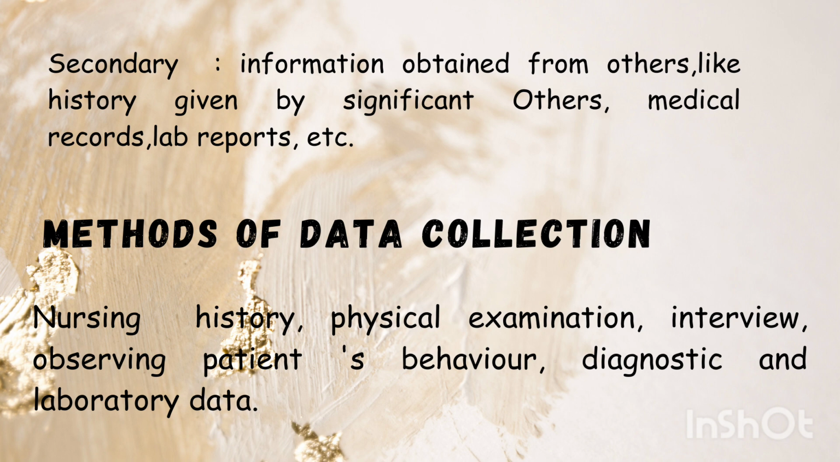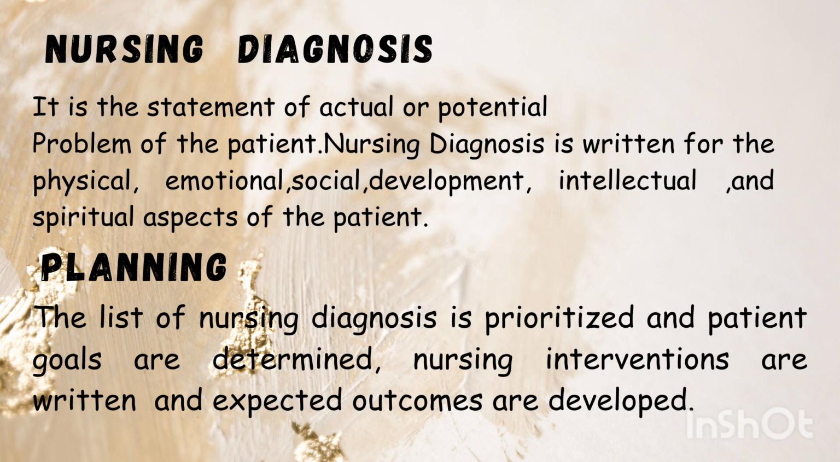So the next is nursing diagnosis. It is a statement of an actual or potential problem of the patient. Nursing diagnosis is written for the physical, emotional, social, developmental, intellectual and spiritual aspects of the patient. So in this, what is actual diagnosis and what is potential diagnosis? Actual diagnosis is also known as problem-focused diagnosis, which indicates that the problem exists. For example, ineffective breathing, anxiety, acute pain, etc.